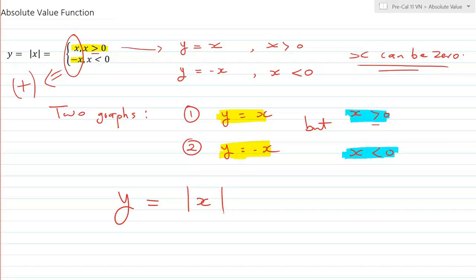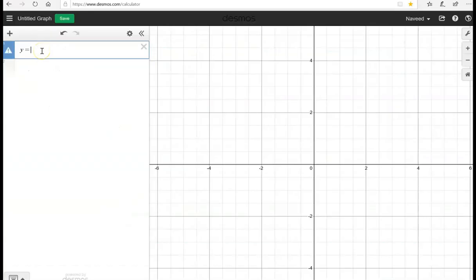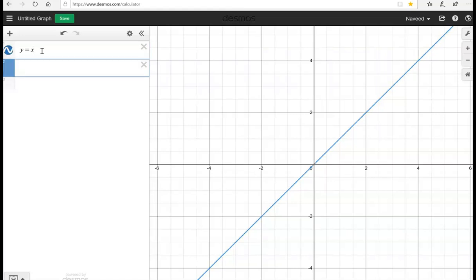This is the function that we are graphing, y equals absolute value of x. So let's go to Desmos and graph that, and let's see what happens. Let's graph y equals x first. All right, so that's the line that we're going to get. It's basically a diagonal line. Slope is 1, and it's very simple. All right, let's do the next one, y equals negative x. Here we go. That's the green graph.